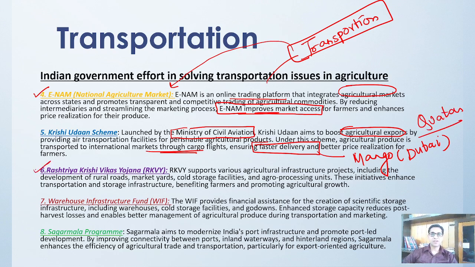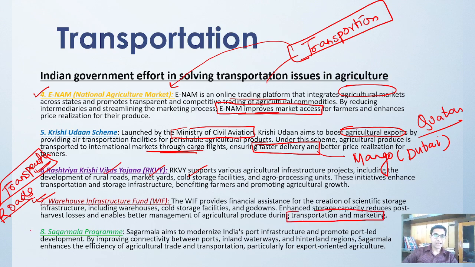Then the Rashtriya Krishi Vikas Yojana is helping in the development of rural roads, market yards, and cold storage facilities. So wherever there is a government scheme, the government is also helping in boosting transport. Then the Warehouse Infrastructure Fund: the government is providing funds for warehousing development, because in the warehouse area again you need transportation. Inside the warehouse you have to create better roads, and that will only work when you have good transportation and marketing facilities.